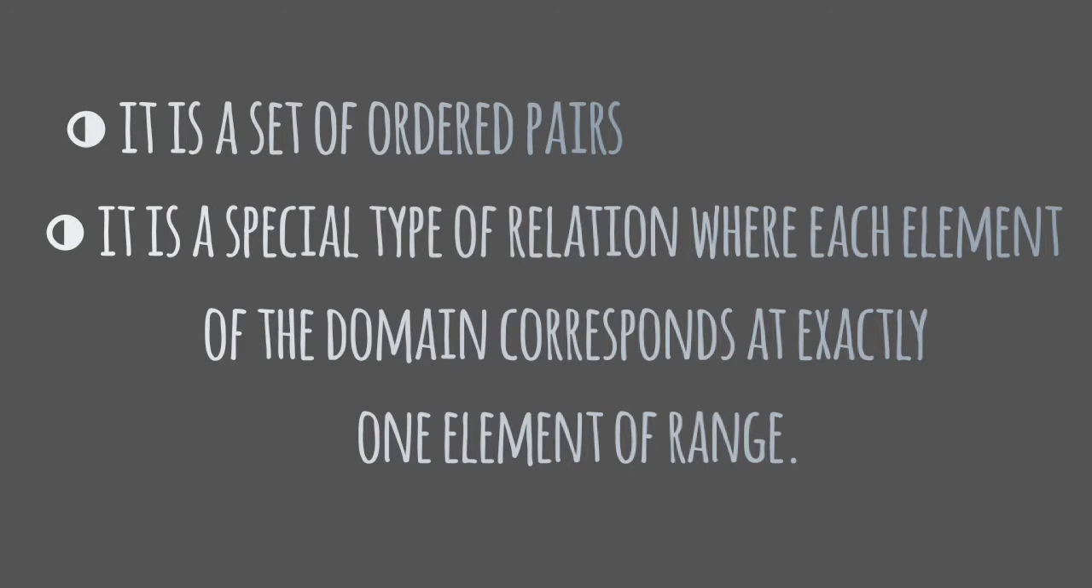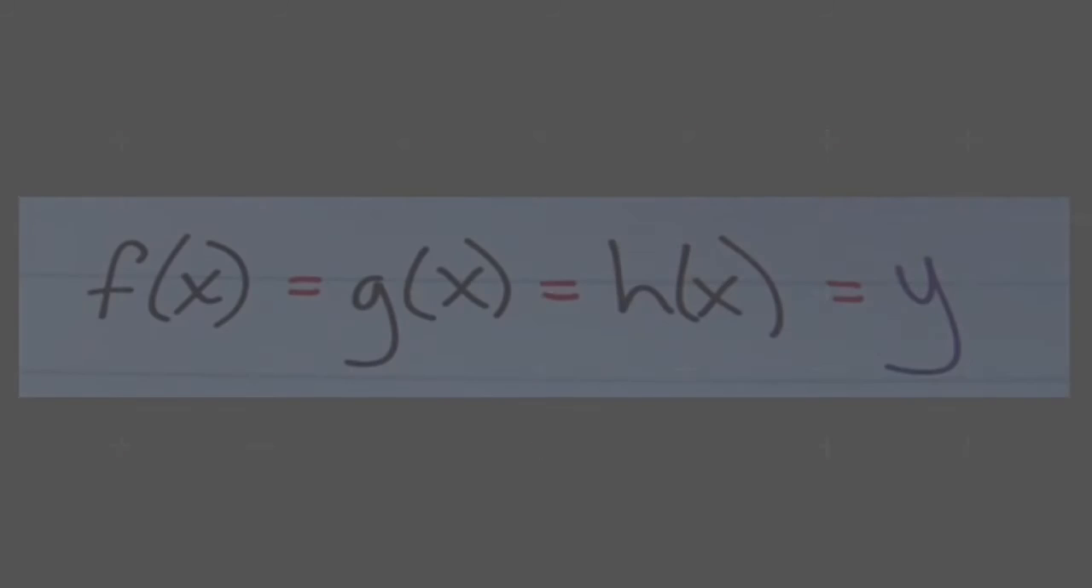It is a set of ordered pairs. It is a special type of relation where each element of the domain corresponds to exactly one element of the range. In math, you will encounter different problems, numbers, symbols, but in this topic, you will see this kind of symbols.